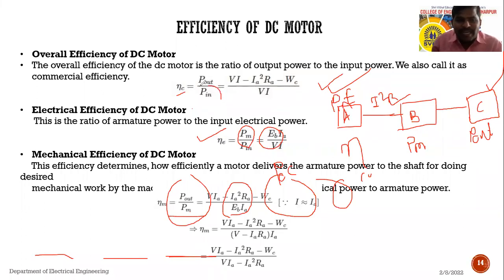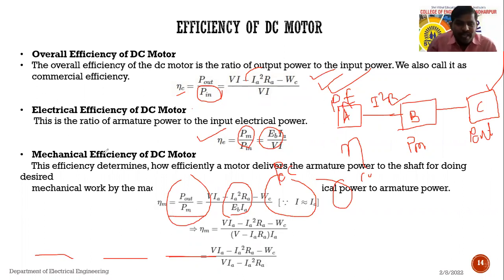See, what is P input? It is nothing but input power. What is P out? We just calculated it, or wrote the power equation. Input power minus losses. Which are the losses? That is copper loss and constant loss. So VI minus IA square RA minus WC. Okay, so this is the formula for commercial efficiency.